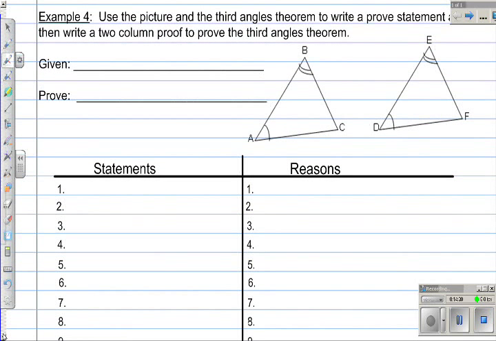From here, we're going to use this picture to prove one more theorem. They didn't tell us the given and the proof statements. We have to figure that out from what we're given, from the picture. So first off, we can see we have two triangles, and angle A is congruent to angle D, so that's given. So we'll say angle A is congruent to angle D. We're also given that angle B is congruent to angle E.